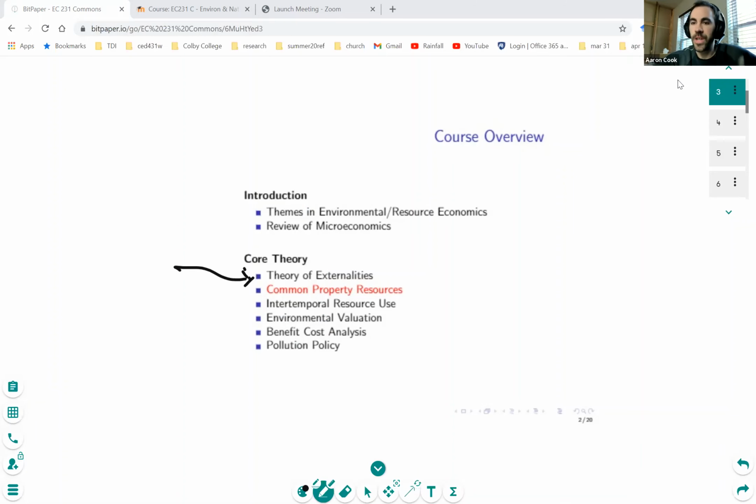Okay, let's get started. We've just come out of the first section of the course dealing with the core theory, the theory of externalities. We talked about the fact that externalities exist. There are activities in the market, transactions between willing buyers and willing sellers, which result in negative effects on third parties. Those are called externalities. And we talked about different approaches or different philosophies for how to deal with those.